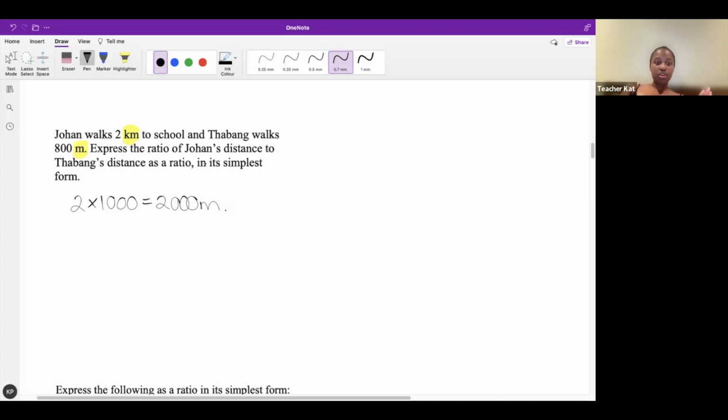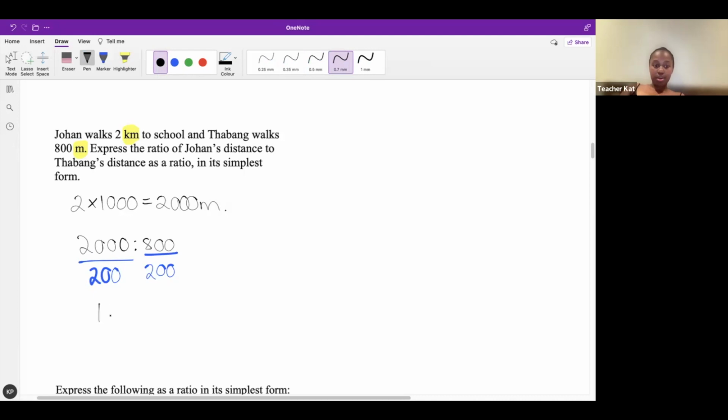So it says express the ratio of Johan's distance to Tabang's distance. You have to write them in the correct order. So Johan's distance to Tabang's distance. And remember, in a ratio, no units. We never put units in a ratio. All right. Now let's look for our highest common factor here. What is our highest common factor here? Highest common factor is 200. Nice. Divided by 200, divided by 200. What is 2,000 divided by 200?